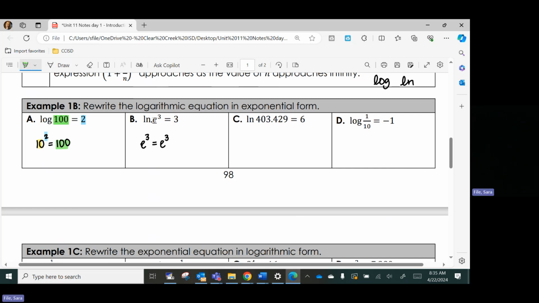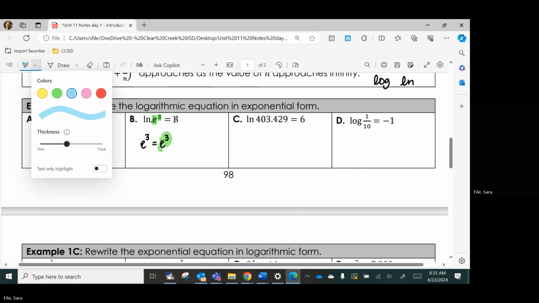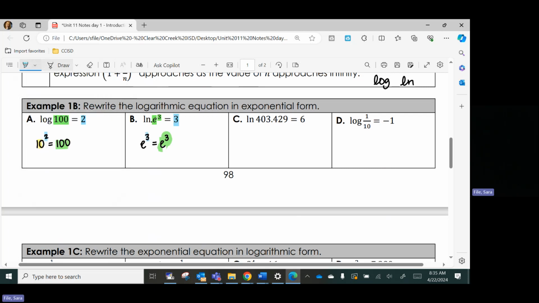So I'll go ahead and highlight. This was my argument. It's my exponent. And that was my base. Highlight, please. Thank you.